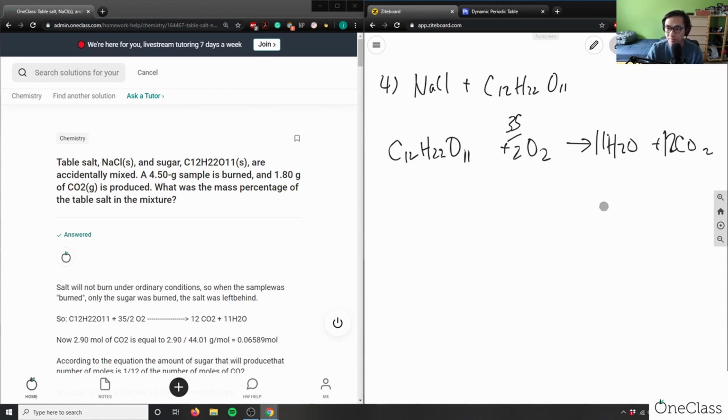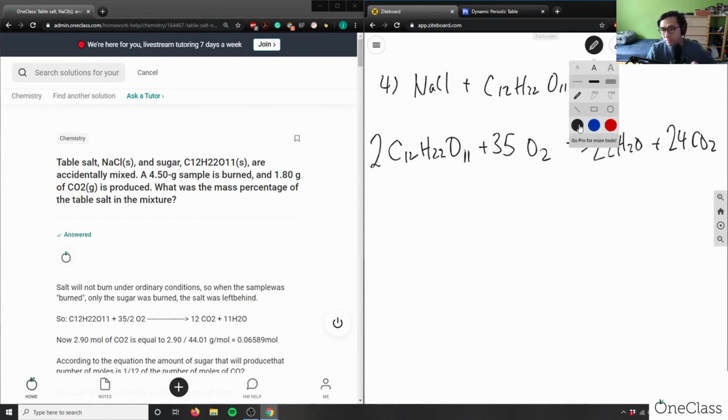And if I want to get rid of the decimal, I have to multiply the entire thing by 2. So this here is 2, this becomes 35, this here becomes 22, and this here becomes 24. Okay, so we have our balanced chemical equation for this problem: 2, 35, 22, and 24. And it's asking a 4.5 gram sample is burned, right?